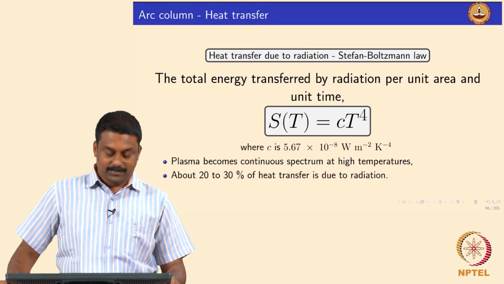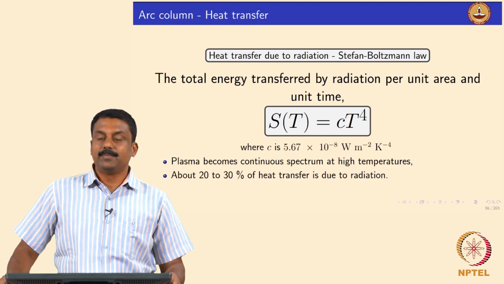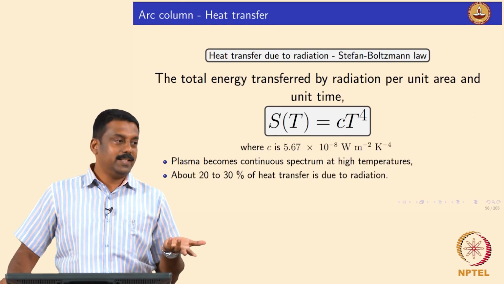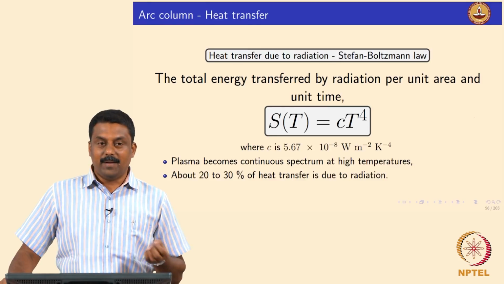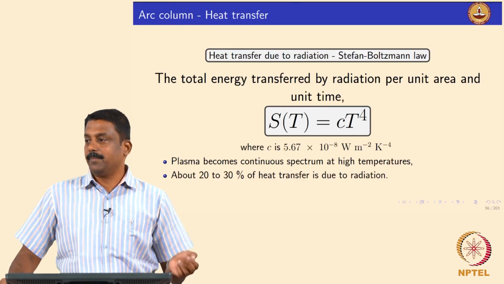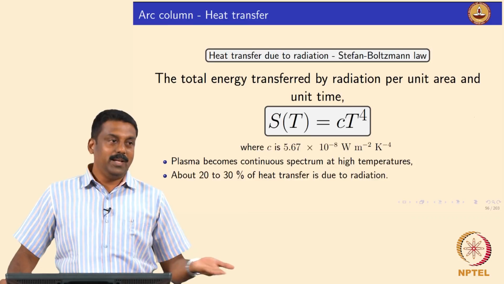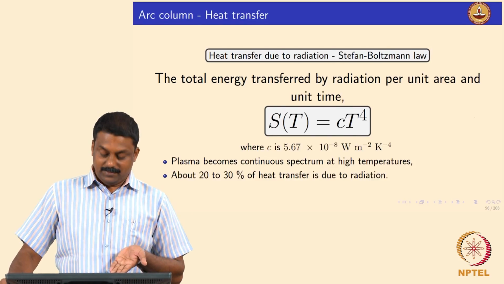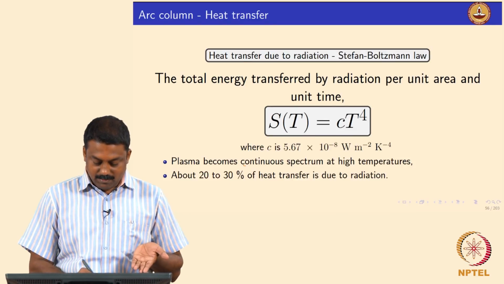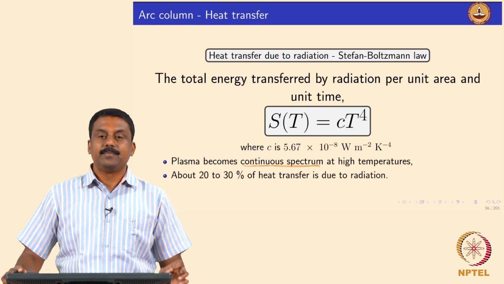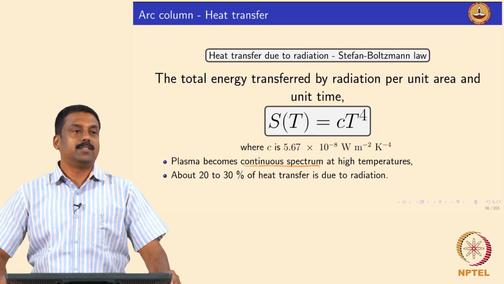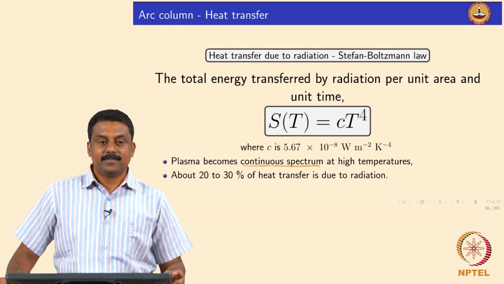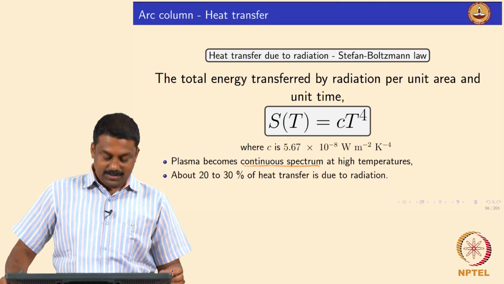So if you assume the arc is a continuous spectrum, like a black body. Once you assume that, obviously at higher temperature it is a continuous spectrum. If temperature is low, then you only get a line spectrum, and then this equation is not valid. So plasma becomes a continuous spectrum at higher temperatures. So this is black body radiation. The assumption here is it should be a continuous spectrum, which in a way we can assume at higher temperatures.